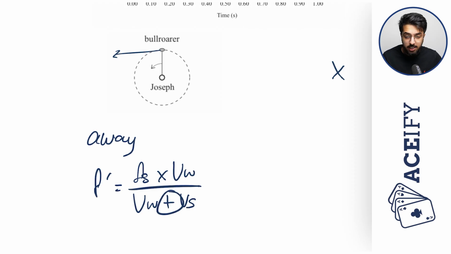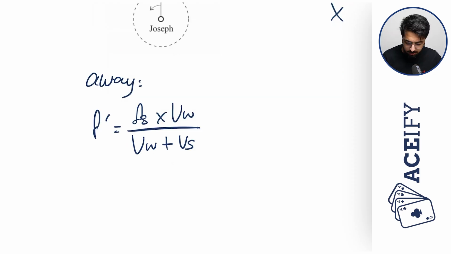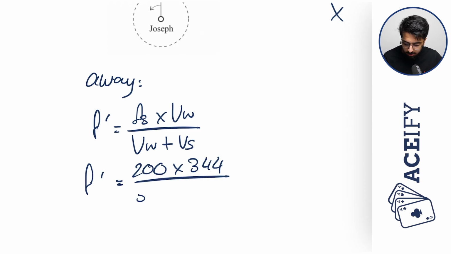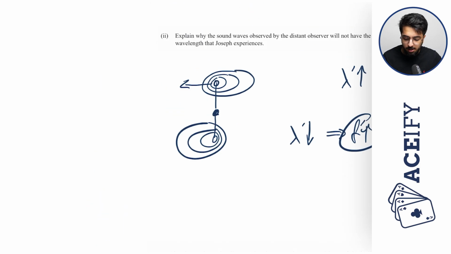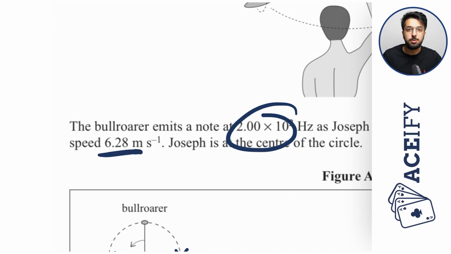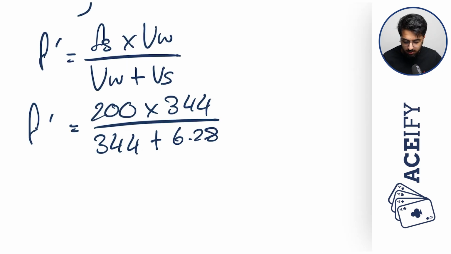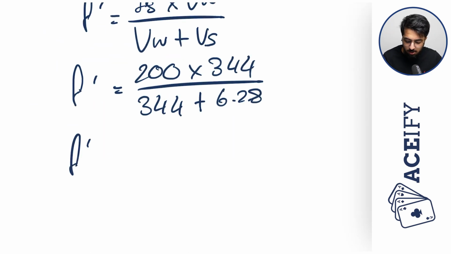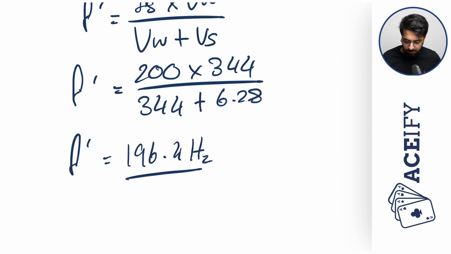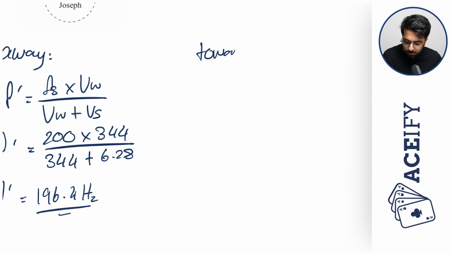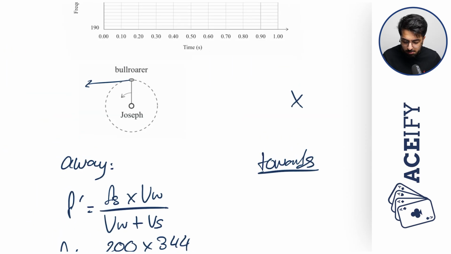Right, we're using the plus again because we're moving away from our observer, and therefore now we can just plug in our numbers, and we get the source frequency, which is 200 hertz, times the wave speed, which is 344 meters per second, all over 344 meters per second, plus the velocity of our source, and that is given way up over here as 6.28 meters per second. And this gives a perceived frequency of 196.4 hertz.